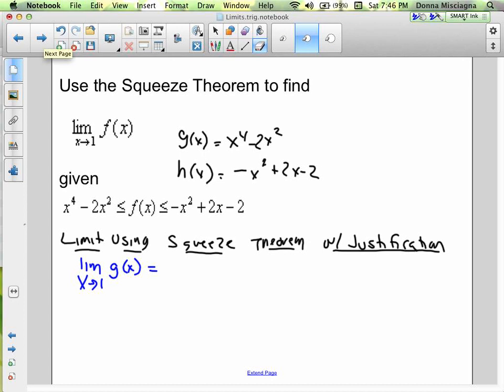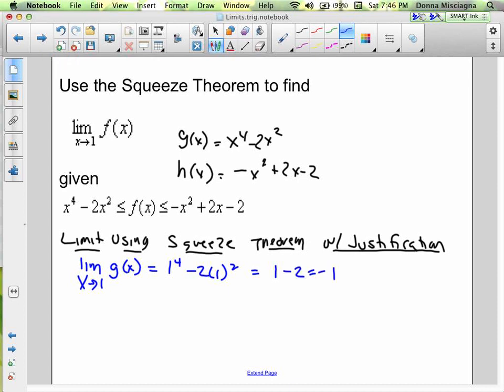So notice here, I didn't write the whole function. I wrote g of x. That's fine if your function has been identified as g of x or h of x or etc. All right, so the limit of g of x as x approaches 1 is going to be 1 to the fourth minus 2 times 1 squared. All right, so let's simplify that. 1 to the fourth, that's just 1. And that's just going to be minus 2, which is negative 1. All right, so the limit of g of x as x approaches 1 is negative 1.